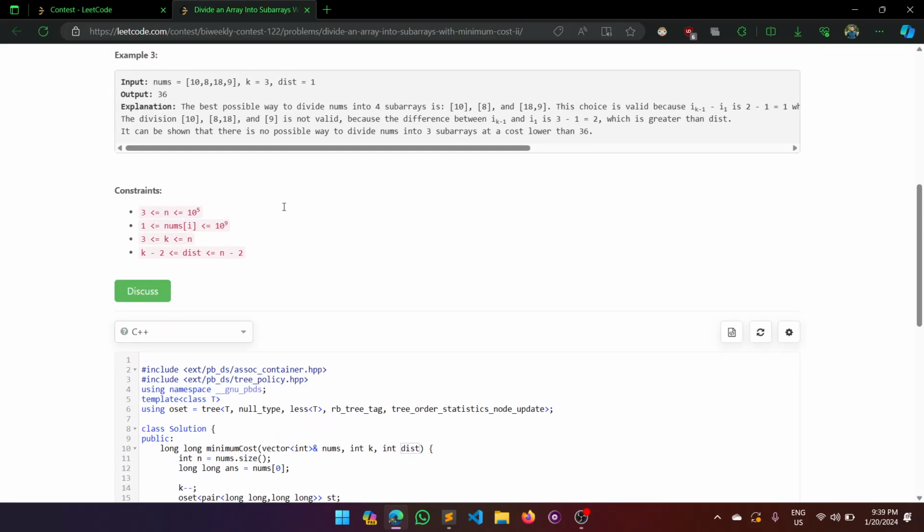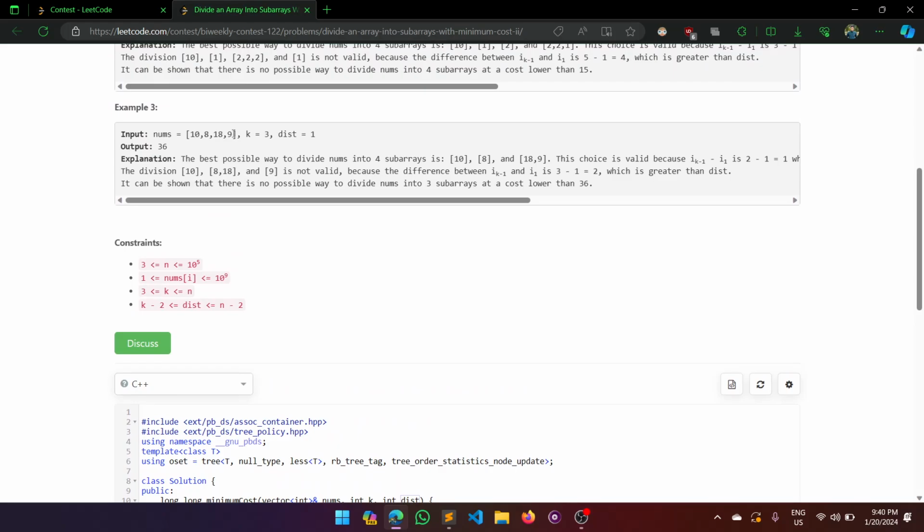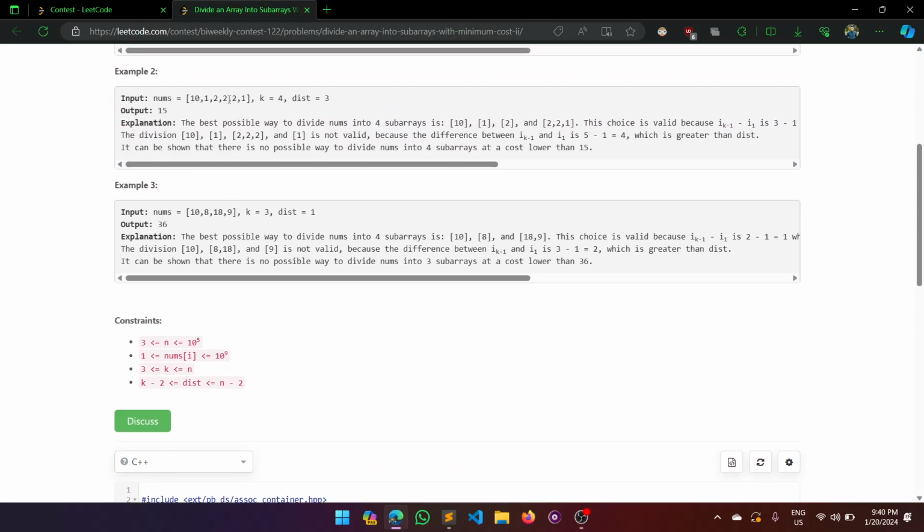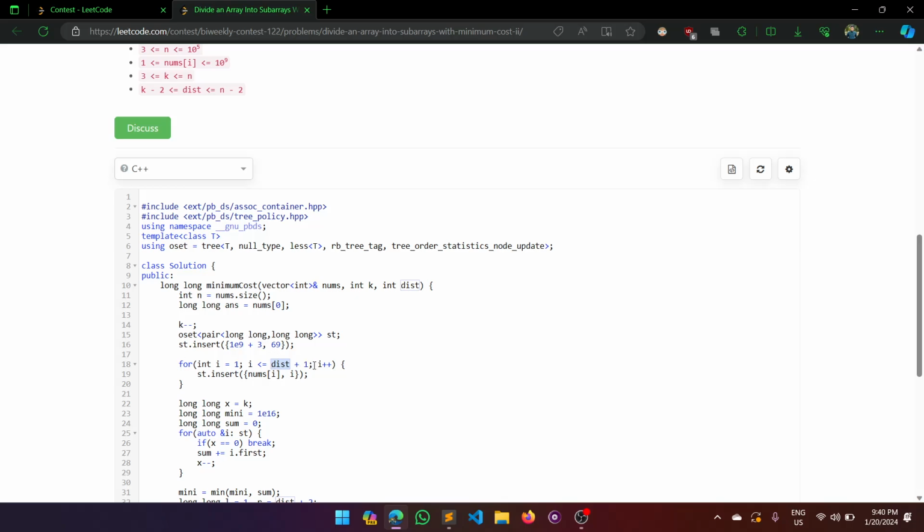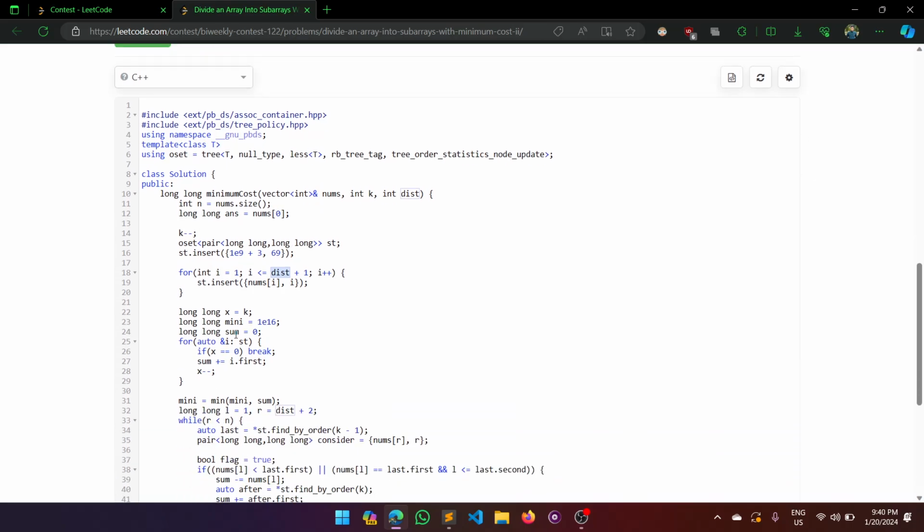Logically, if you see, you will understand that to have a difference of dist, we can have at max dist plus 1 elements in the array. That's why I'm considering a window of size dist plus 1, and I'm pushing it into the set. For the first window I'm just considering the first k minus 1 elements, since I have decremented k by 1. Because the set stores elements in sorted order already, I can consider the first k elements.